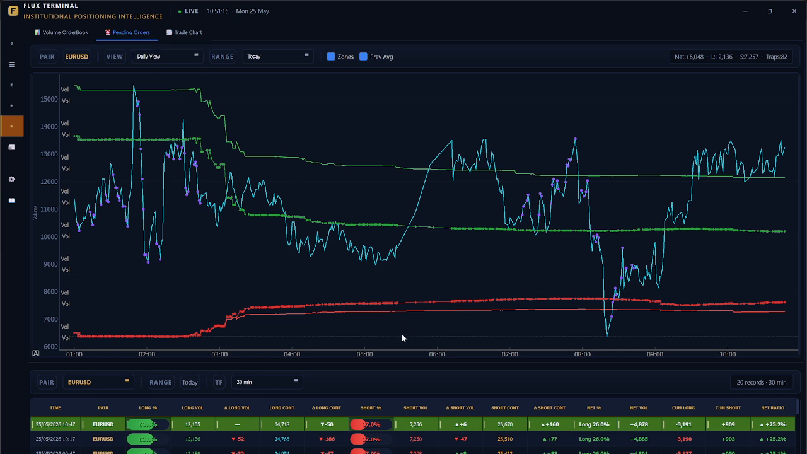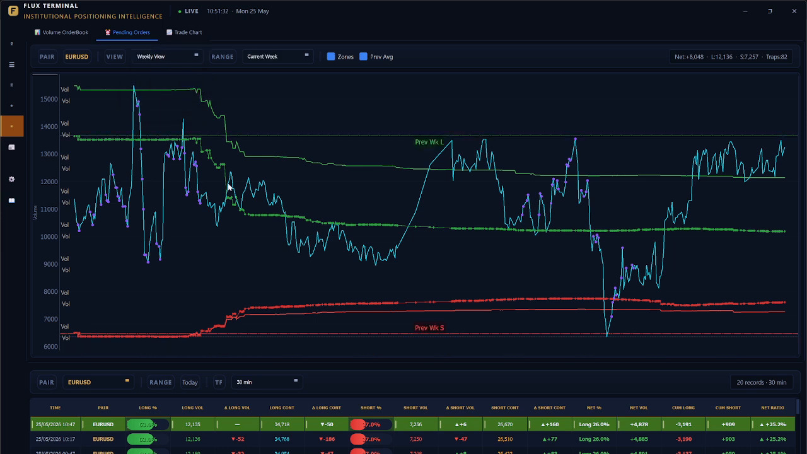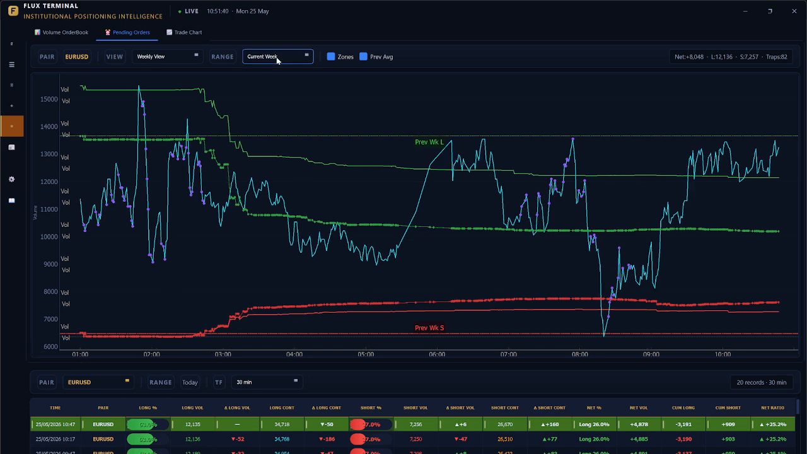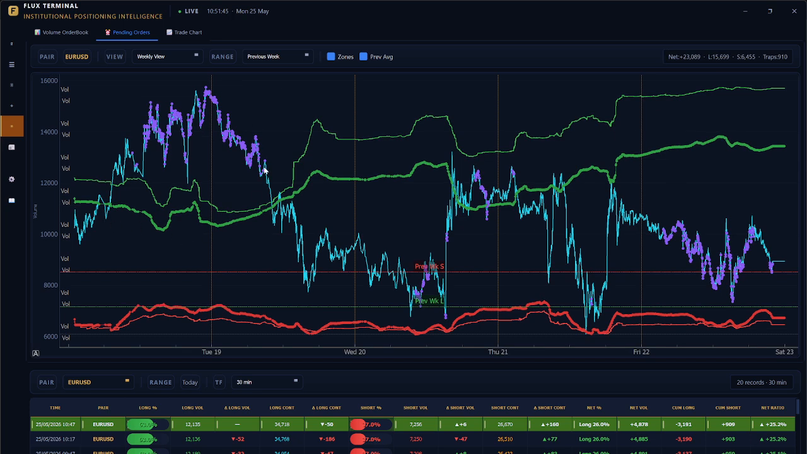How can this be used? This can be used as a sort of band, like a Bollinger Band, where the price is fluctuating, moving up and down between the bands. You have the ability to select between daily view or weekly view. When you select the weekly view, you can look at the current week. We are only one day into this week's trading. You can select the previous week, where you can see how EURUSD has moved between the long and short pending orders and the volumes.